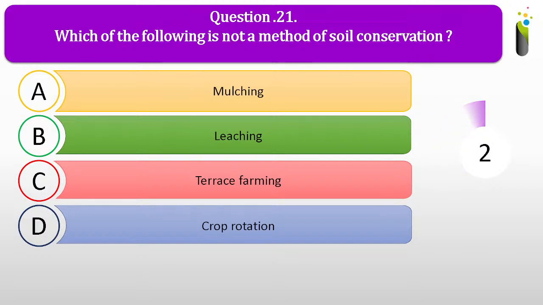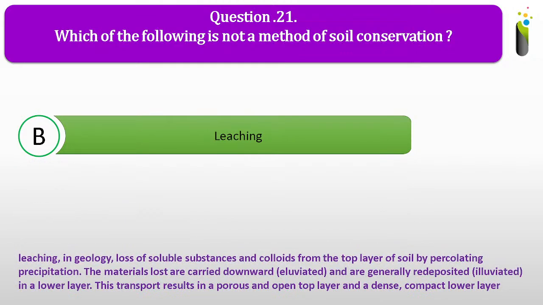And the correct answer for this question is leaching. Leaching in geology is the loss of soluble substances and colloids from the top layer of the soil by percolating precipitation. The materials lost are carried downwards, and are generally redeposited in a lower layer. This transport results in a porous and open top layer and a dense, compact lower layer.